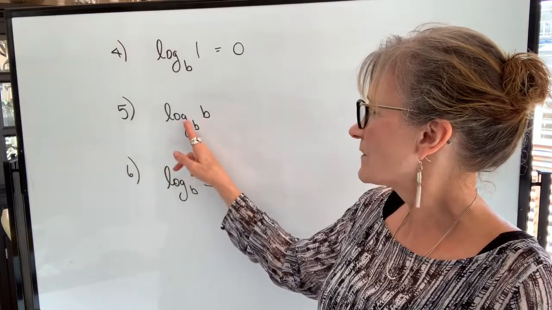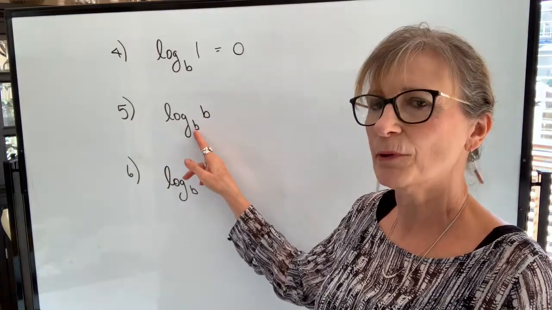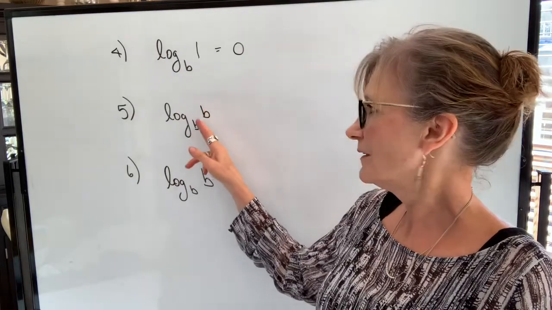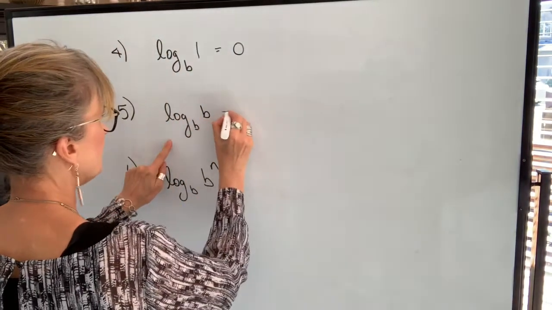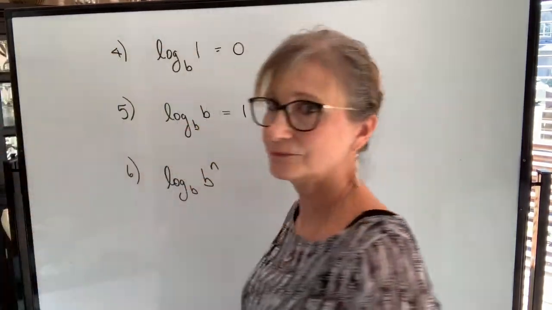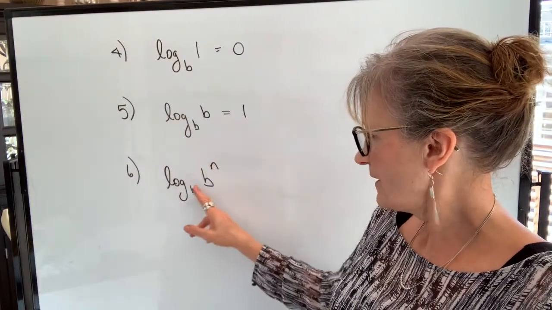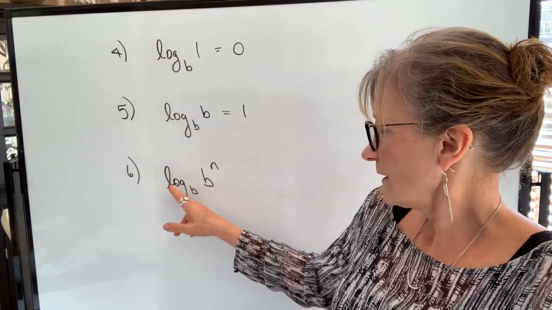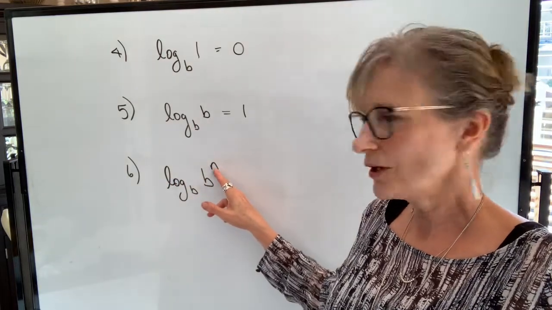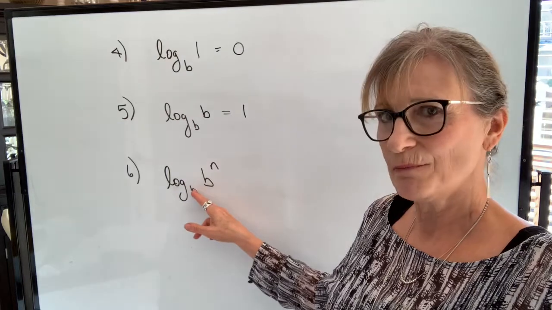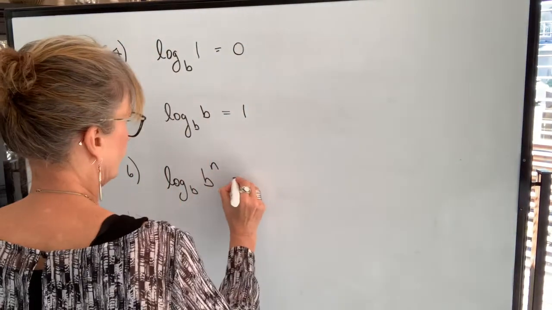Similarly, if I said, what's the log of b, base b, I'm saying, what must my base b be raised to equal this? Well, b must be raised to the power of 1. So the log of b, base b, is simply 1. And my sixth property gives me what the log of b to the n is. But again, if we understand what logarithms are, I'm saying, what must my base b be raised to equal b to the n? The answer will be n.